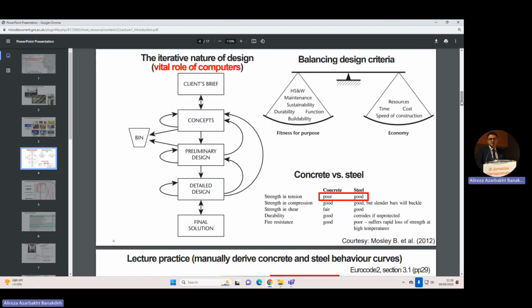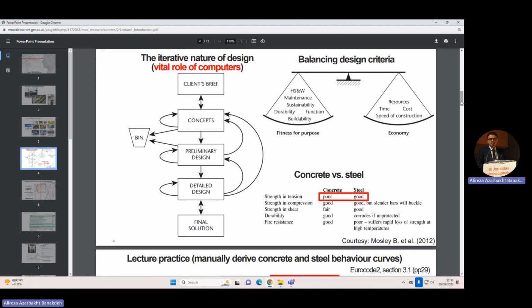For a specific design project, there is a complicated procedure to follow to complete your design process. You really start with the client's brief. Client's brief means the client says, okay, this is what I want. And the client is not a civil engineer, so you should have enough communication with them to make it mature, what they want. Then you need to come up with some concepts.